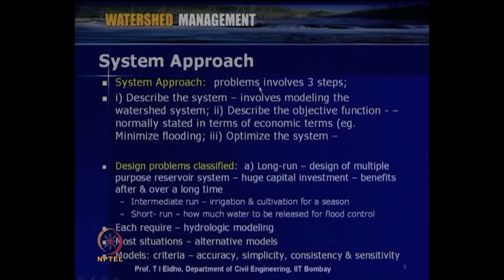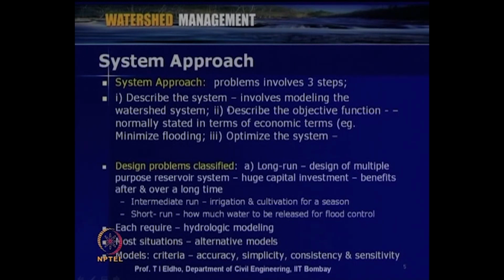The system approach involves 3 steps. First, we have to describe the system. Describing the system means we identify the boundaries of the system and then various other features within the system. So, this involves modeling the watershed system. We can identify the domain, then boundary conditions and other parameters as far as the system is concerned.